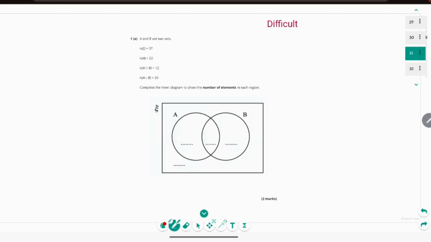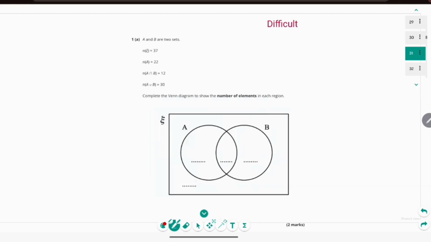Okay, we're on the difficult section now. The whole thing here is 37. Number in A, 22. A intersect B is 12, so this must be 10. A union B is 30, so these 3 add up to 30, which leaves us 8 here. And then outside, 37, take away 10, take away 12, take away 8. 7 on the outside. That wasn't too bad.